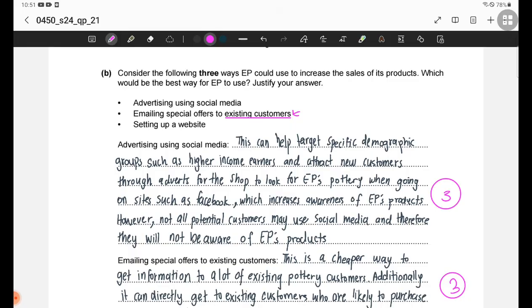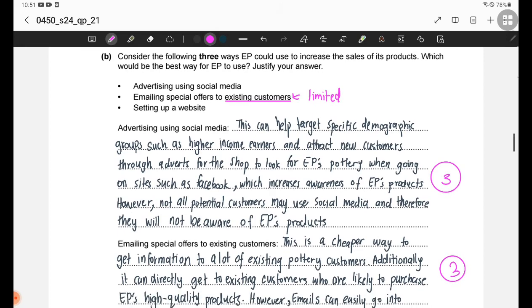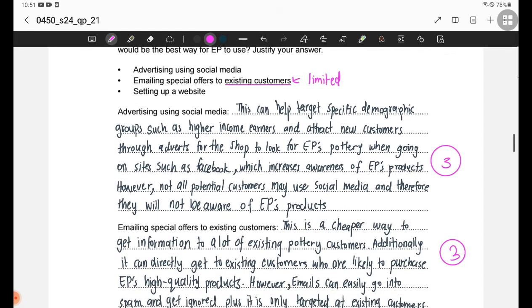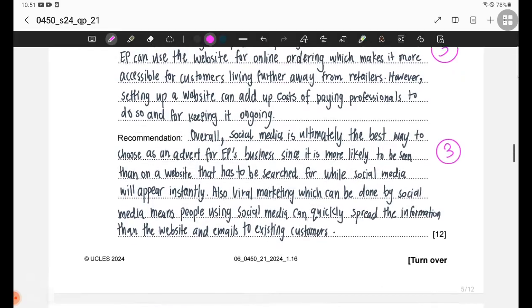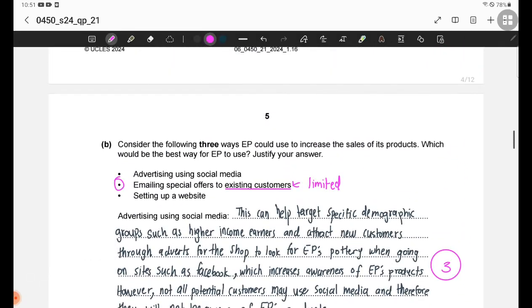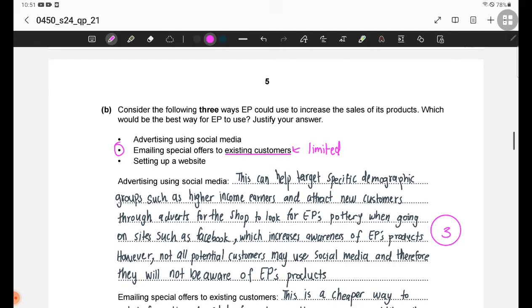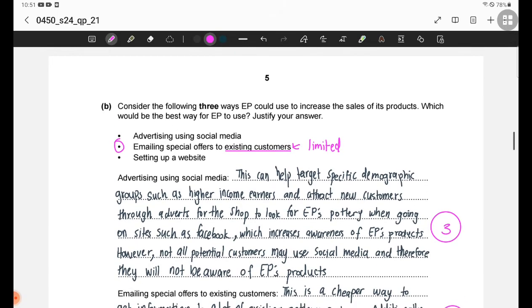So obviously you wouldn't know the address of potential new customers, unless you did it by accident, but usually it's only to your existing customers. So this way here is quite limited, just remember this. But again, when choosing, there's no right or wrong answer. You'll always get full marks if you just answer fulfilling what the mark scheme is asking you to do. If you picked this one, it's not wrong, but it's better to go with the easier options. Okay, so let's look at advertising using social media.